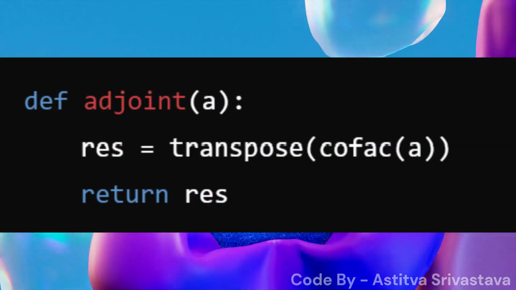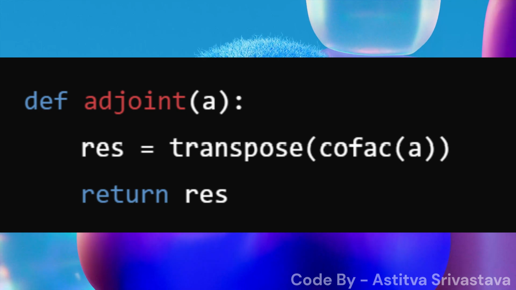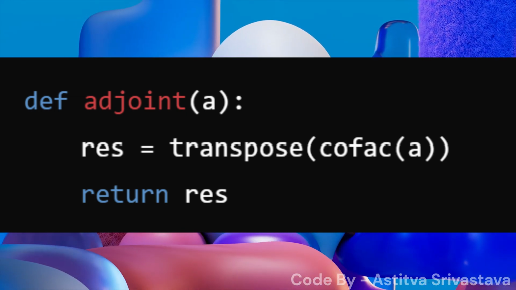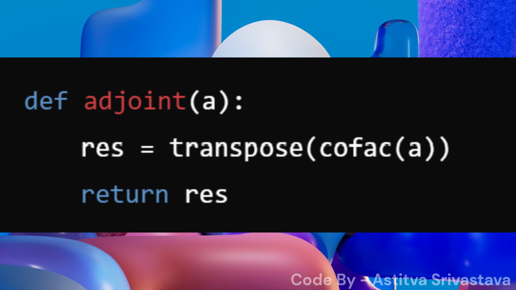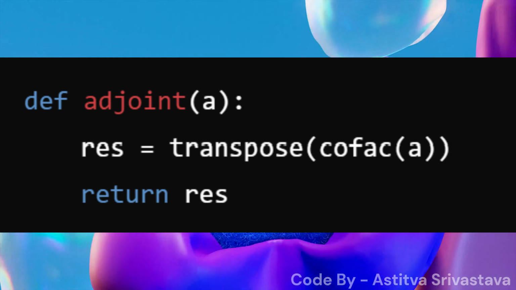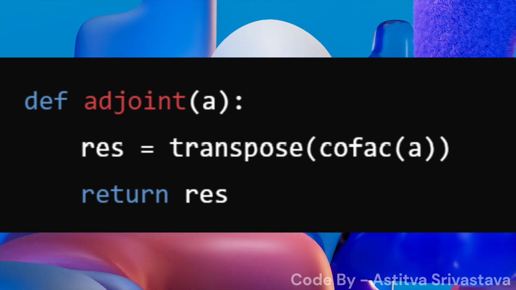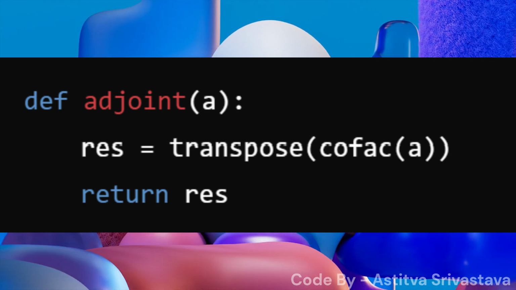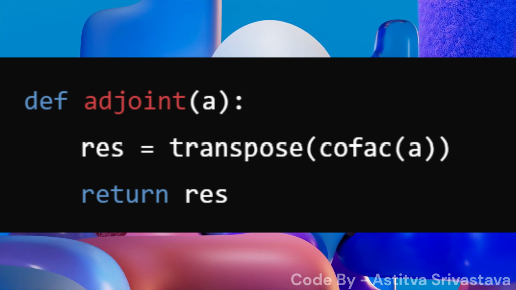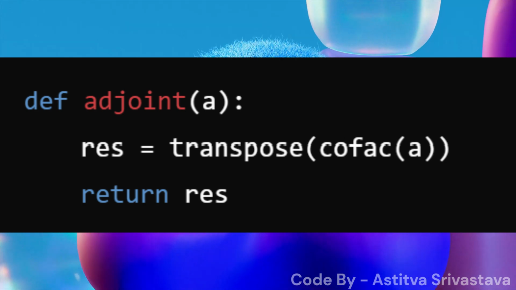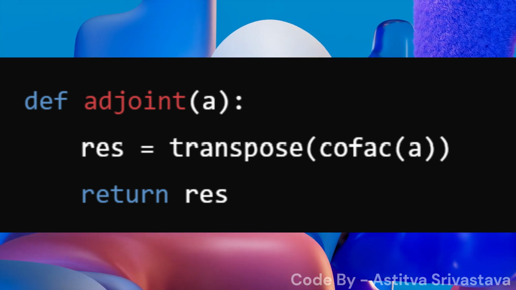Now for adjoint of a matrix. The adjoint of a matrix is the transpose of its cofactor matrix. Input. The function takes a matrix A. Cofactor matrix. It first calls cofac A to compute the cofactor matrix of A. Transpose. The result from the cofac function is then passed to the transpose function to obtain the adjoint matrix, which is the transpose of the cofactor matrix. Return result. The adjoint matrix is returned.